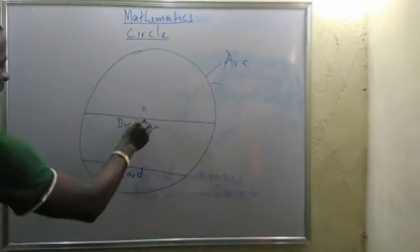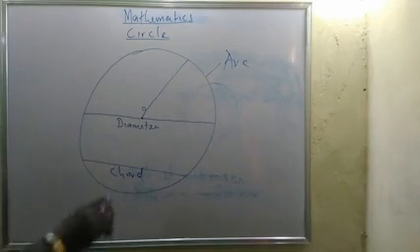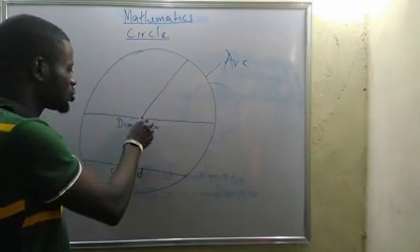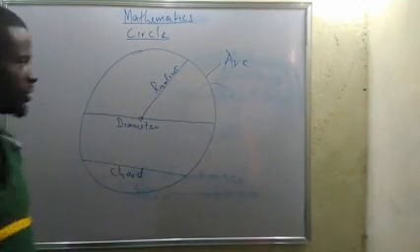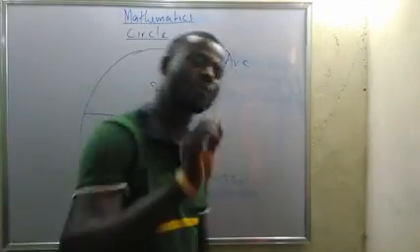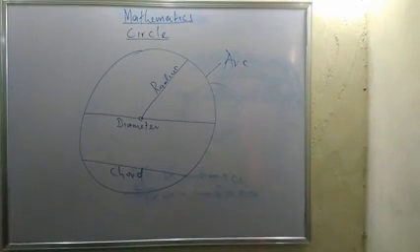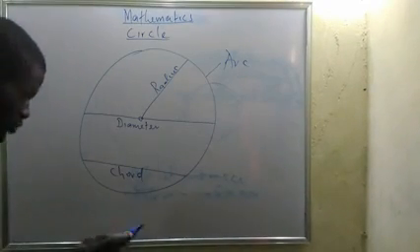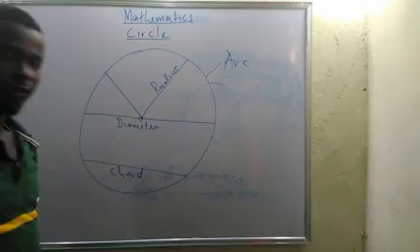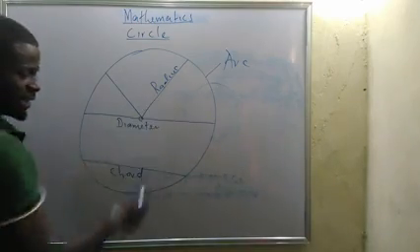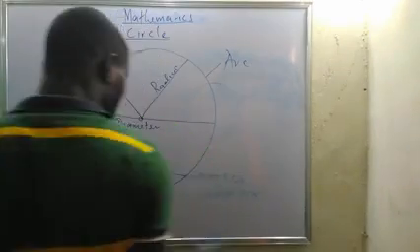Now, when I have another line that is drawn from the center and touches the circumference, this is called a radius. Now, a radius is a line drawn from the center and touching the circumference of a circle. That is all about that. Now, if I have two radii forming a simple angle, this is radius one. If it is two, we call it radii in mathematics, which is the plural of radius.